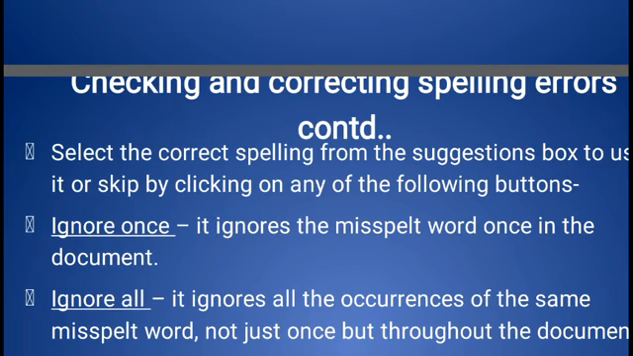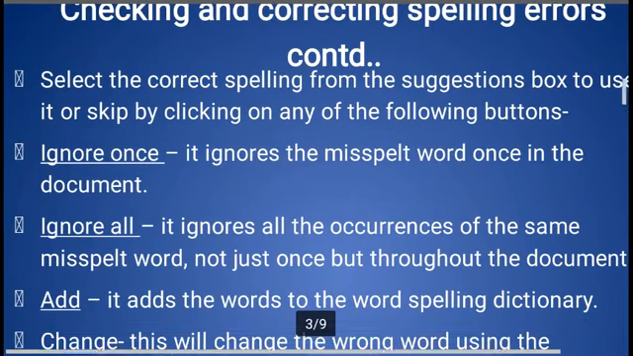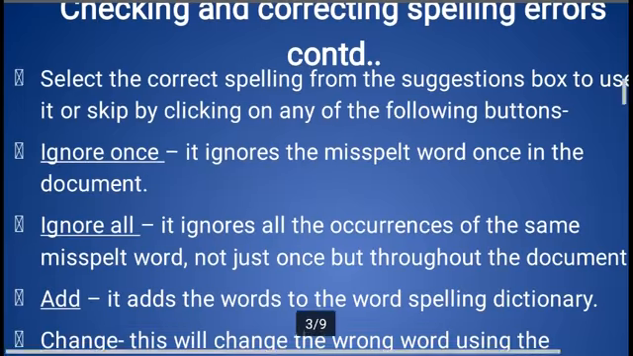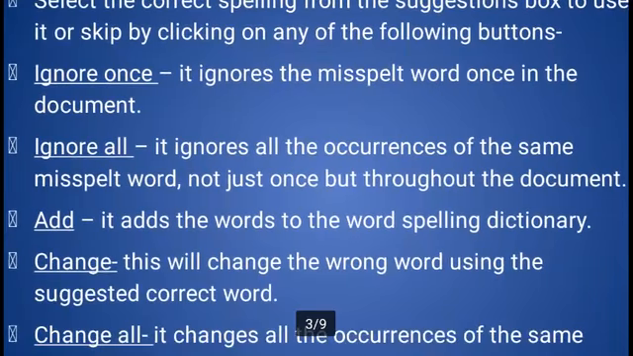So you can see, select the correct spelling from the suggestion box to use it or keep it by clicking on any of the following buttons. First thing is Ignore Once. It ignores the misspelled word once in the document. Okay, you can also use Ignore All. It ignores all the occurrences of the same misspelled word, not just once but throughout the document.